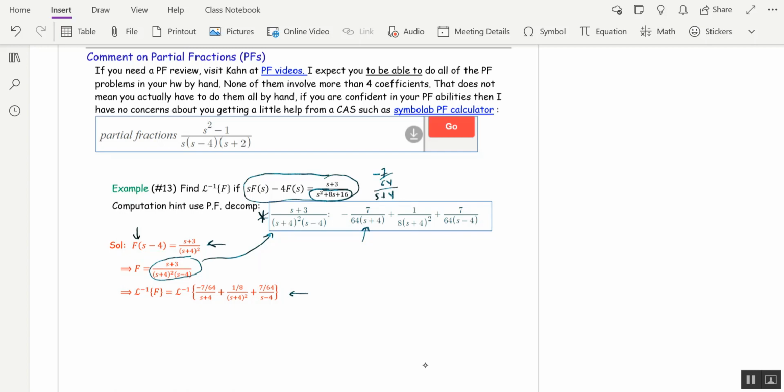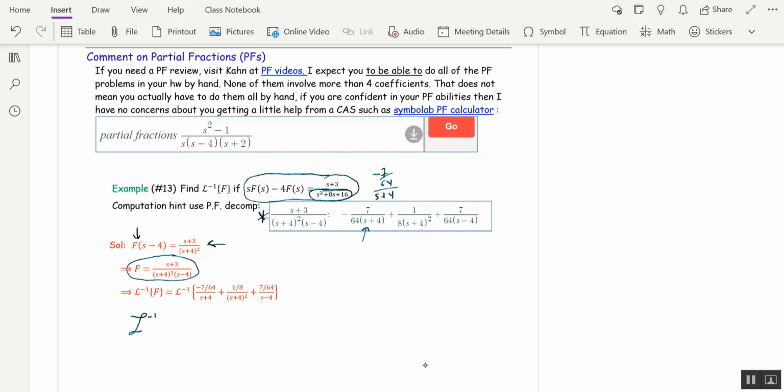I'm going to take L inverse. Let me erase some of this mess. I'm going to take L inverse of both sides of this equation. And as I do that, I'm going to write down the partial fraction decomposition on the right-hand side. And so now I'm good to go. Remember, I'm solving for L inverse of F.